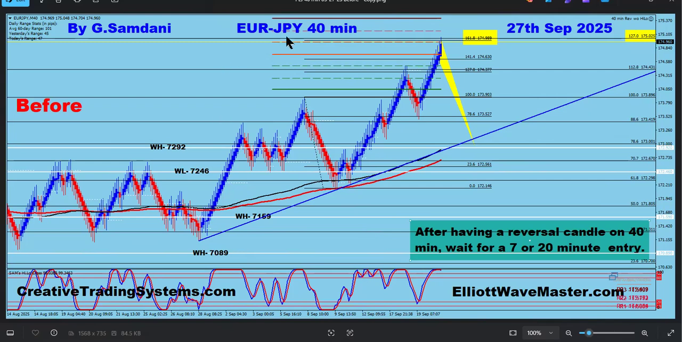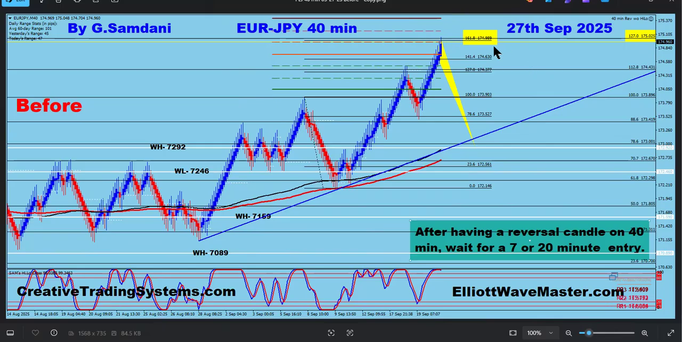So the first chart I'm going to show is the one that I made, the Euro Yen 40-minute chart. My setup and analysis charts are weekly and daily charts, sometimes even monthly, for the big picture analysis. But for the daily swings, I look at the setups on the 40-minute charts, right?